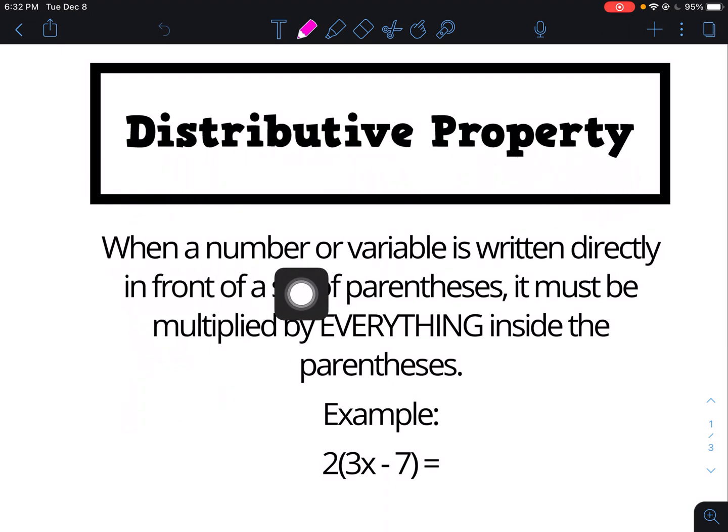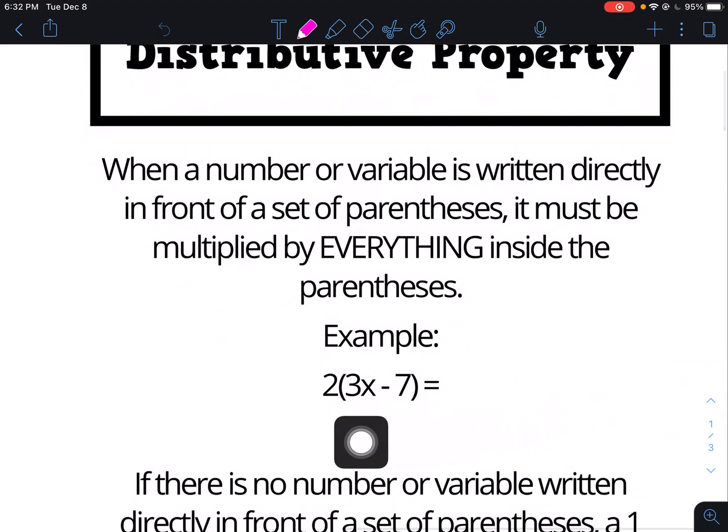So when a number or variable is written directly in front of a set of parentheses, it must be multiplied by everything inside the parentheses. For example, this problem is not just 2 times 3x, it's 2 times 3x minus 2 times 7.